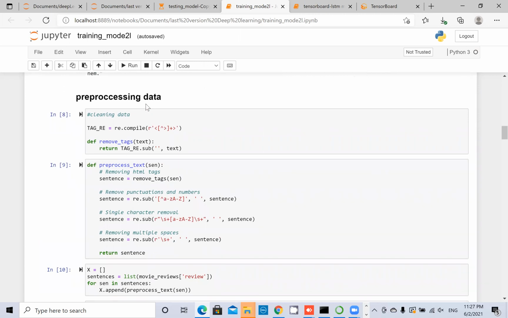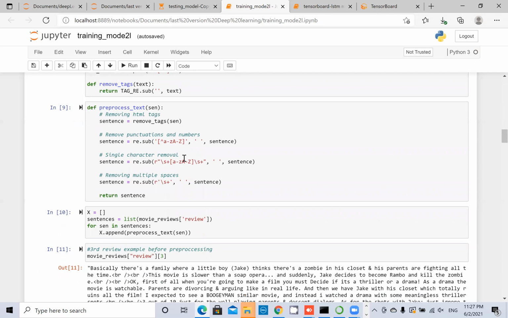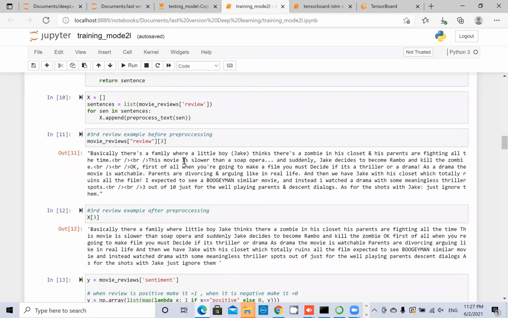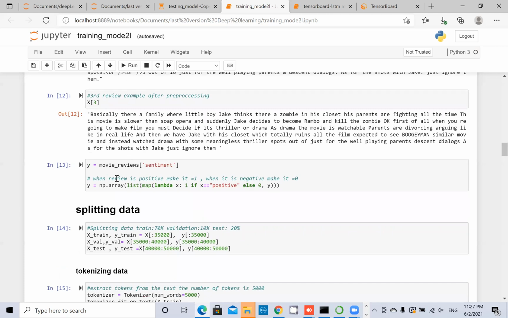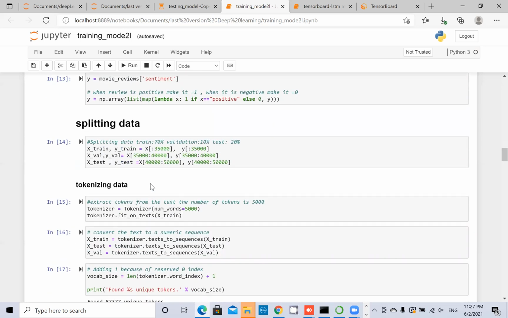We must pre-process the data by cleaning it from unwanted marks. Here we have the comparison between it before cleaning and after cleaning. In this cell, we refer to a positive review as 1 and a negative one as 0. And now we split the data. In this project, we use a 70% ratio for training data, 10% for validation, and 20% for testing.